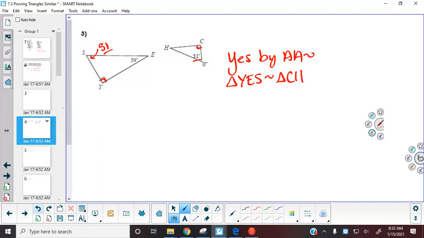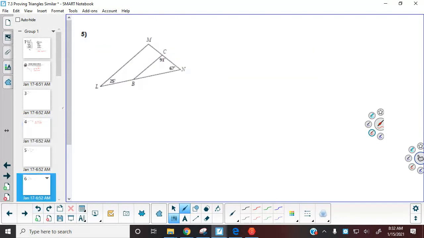E is your 39 degrees, which we didn't label in the other triangle, so H, and then W for that last piece. Okay, if we take a look at number 5, we have these overlapping triangles. So again, anytime you have overlapping triangles, I'm going to strongly suggest that you draw them out separate, just to kind of see what we're looking at.